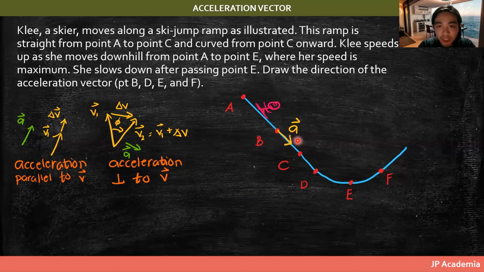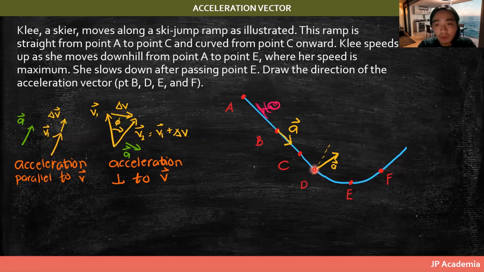Okay, so nag-speed up siya dyan sa point B, pero pagdating natin ng point D, ang sabi dito sa problem, pagdating mo ng point D, nag-speed up ka pa rin, pero this time, curve na yan. So may curve ka na, hindi na siya straight line. And therefore, we expect na for your acceleration vector, meron na siyang perpendicular component din. Kasi nagkakaroon ka na ng change in direction for this case. Pero at the same time, nag-speed up ka pa rin at this point.